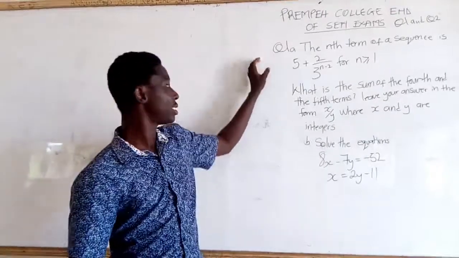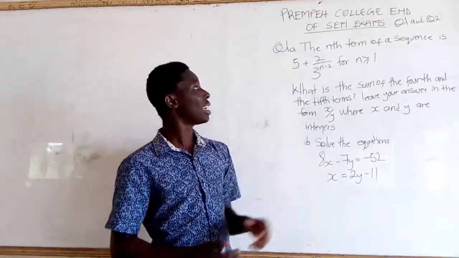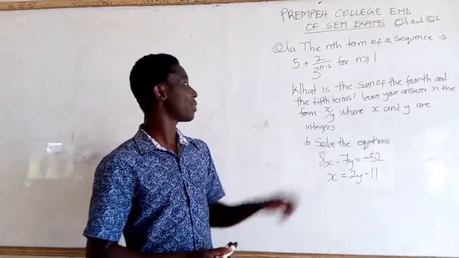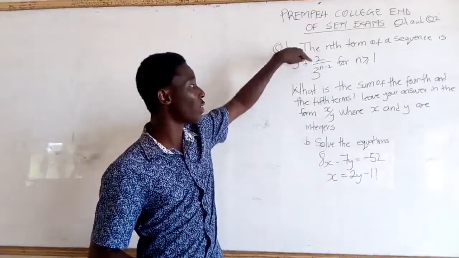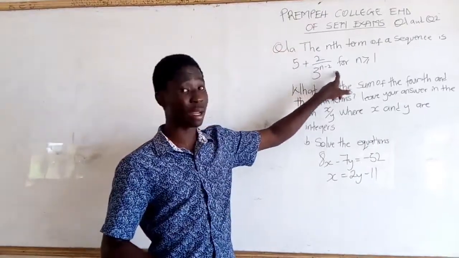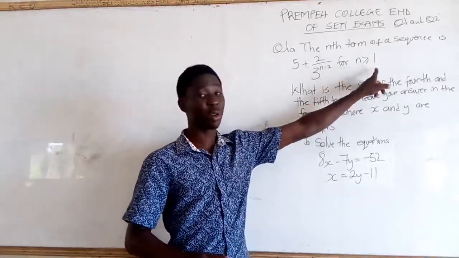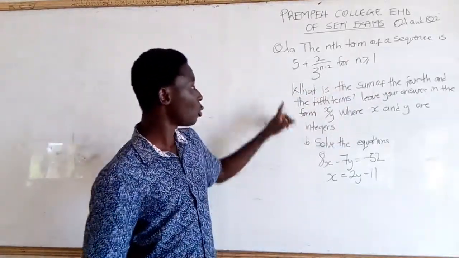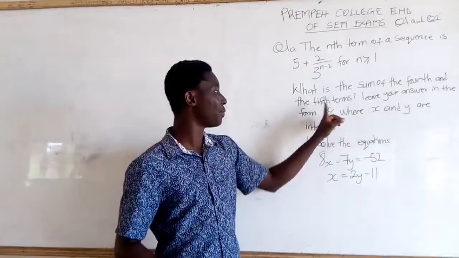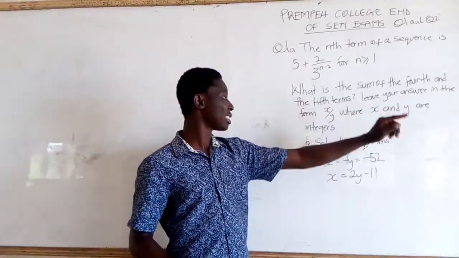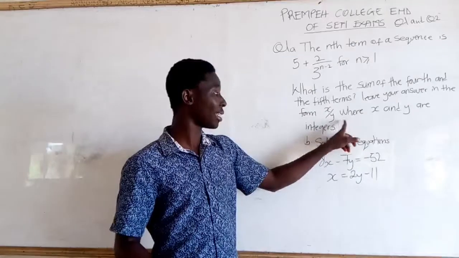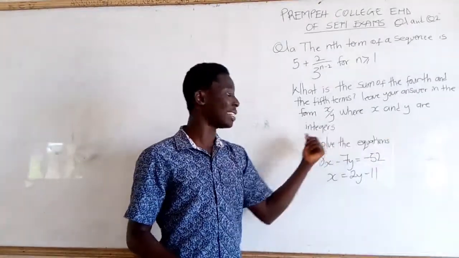Now the question reads, question 1a. The nth term of a sequence is 5 plus (2/3) exponent n minus 2, for the condition n is greater or equal to 1. So what is the sum of the fourth and the fifth term? Give your answer in the form x over y, where x and y are integers.